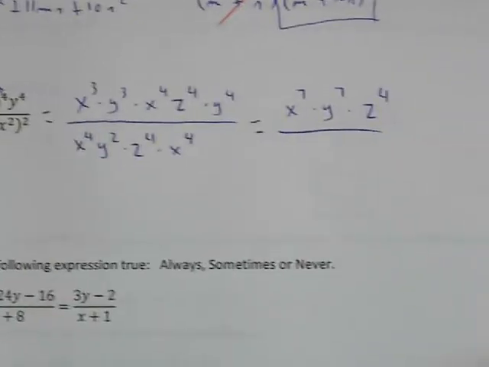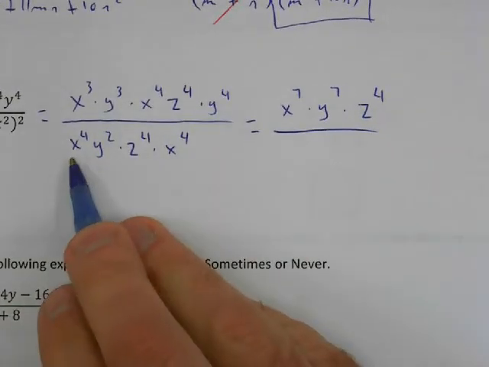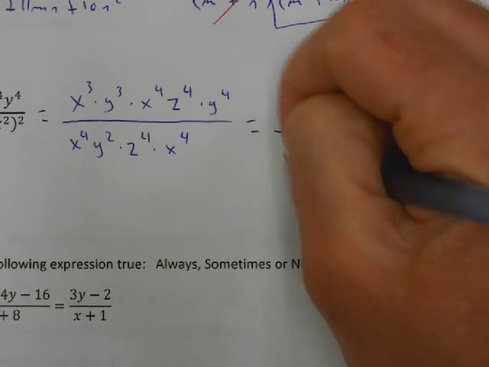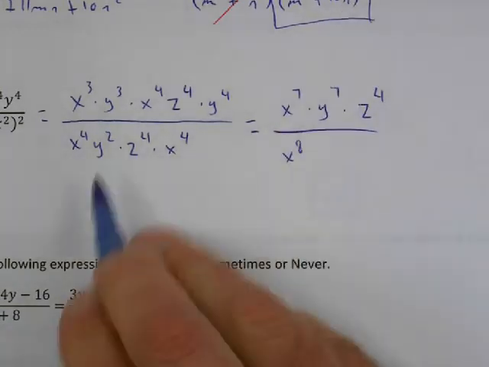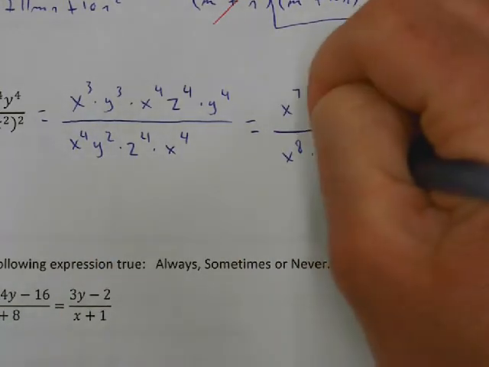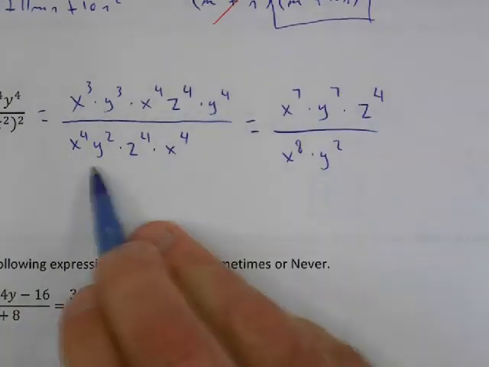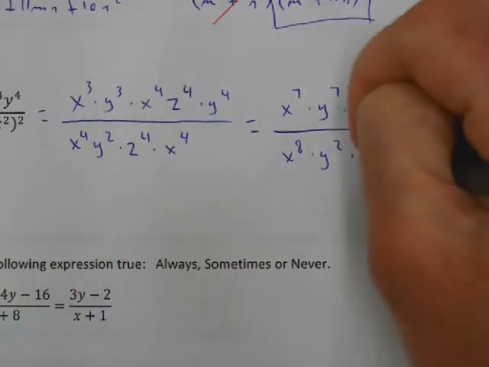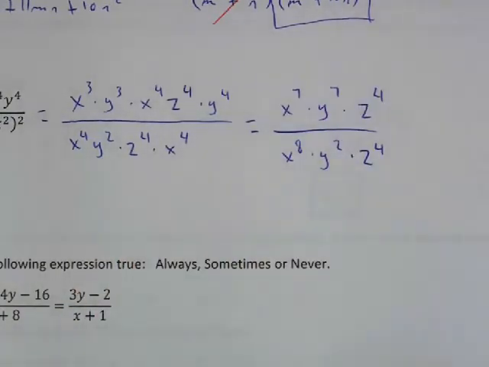Over, let's scoot this over so we can see. X to the 4th times x to the 4th, we get x to the 8th. Y squared is the only y term on bottom. And then z to the 4th. Okay, and then now we can start reducing.